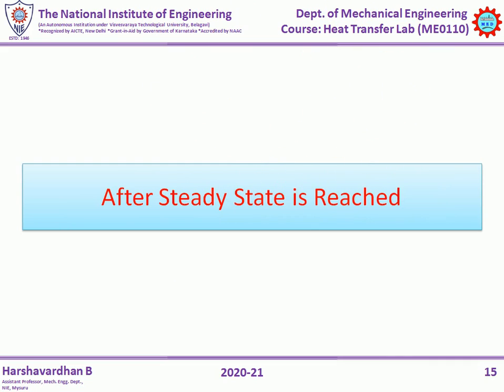After steady state is reached, that is after 45 minutes. Okay, now the question is how to judge whether the system has attained steady state or not. So you should go for recording the temperature of the inner sphere and outer sphere at every 5 minute interval. The moment you notice the temperatures at some time are the same as the previous temperatures, then we can say that the system has attained the steady state.